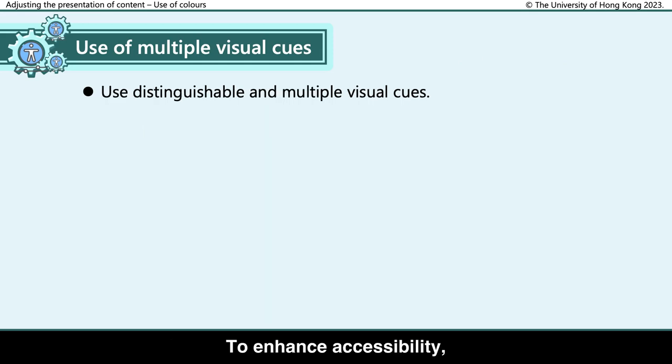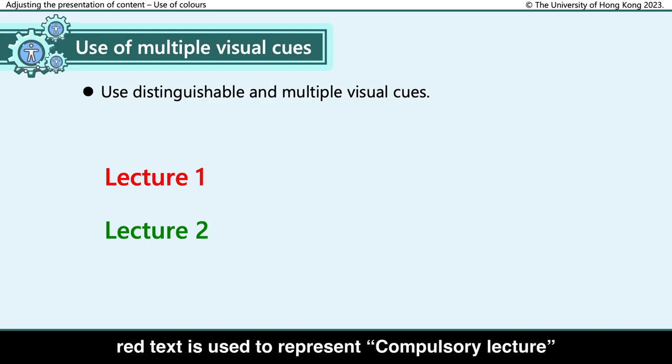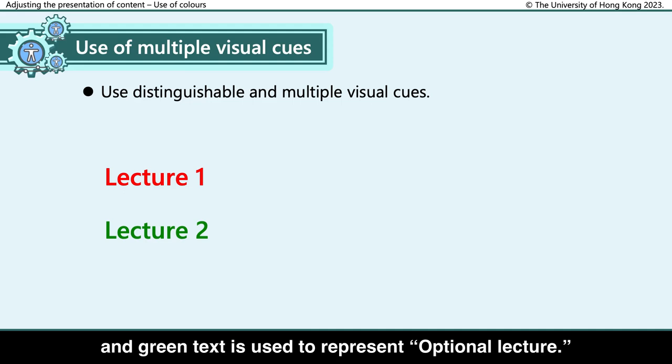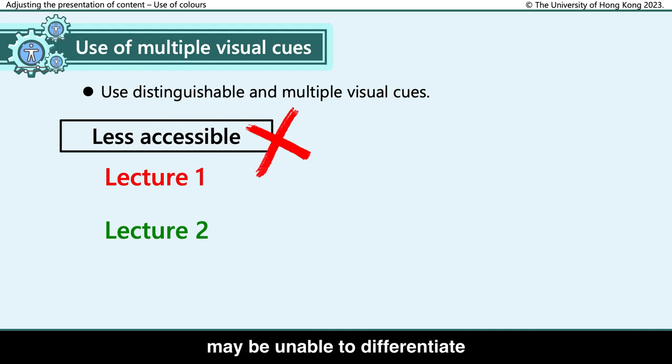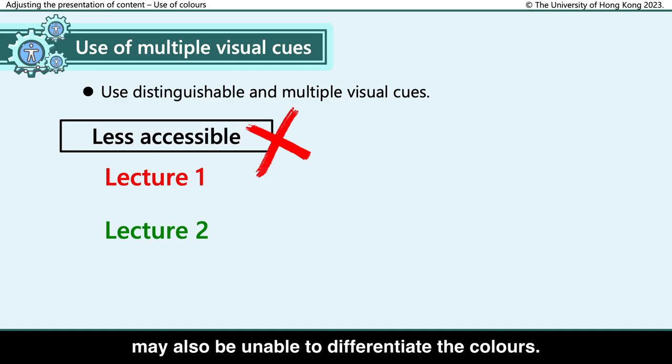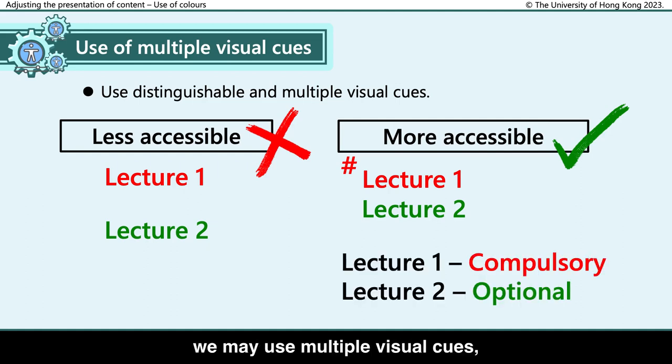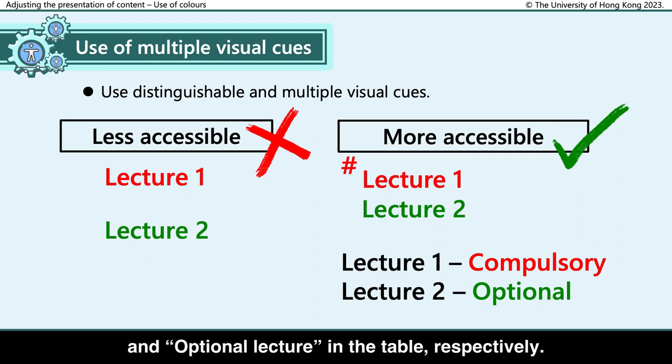To enhance accessibility, it is important to use distinguishable and multiple visual cues to present information. For example, in the course schedule, red text is used to represent compulsory lecture, and green text is used to represent optional lecture. However, some users, such as people with color blindness, may be unable to differentiate the red text and the green text. Users who print out the slides in grayscale may also be unable to differentiate the colors. To improve accessibility, we may use multiple visual cues, such as color, symbols, and text, to indicate compulsory lecture and optional lecture in the table, respectively.